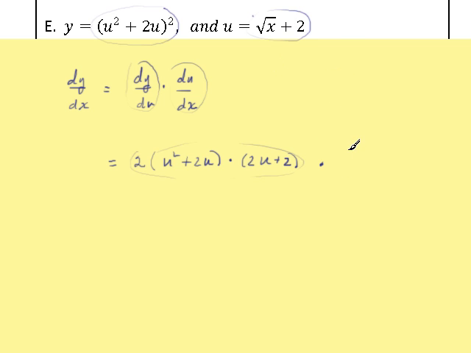Alright, so now we're just multiplying by the derivative of this piece. Derivative of square root x is 1 over 2 root x plus 0 for the derivative of 2. So that's it. But we like to write this in terms of x because we're taking the derivative of y with respect to x. So at this point, we're just going to replace u with square root of x plus 2.